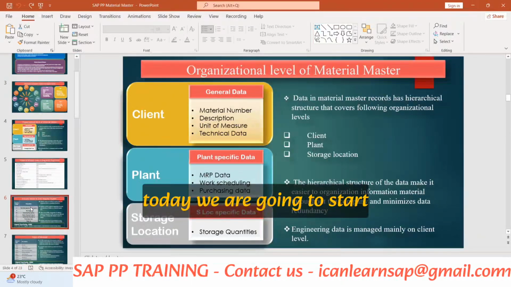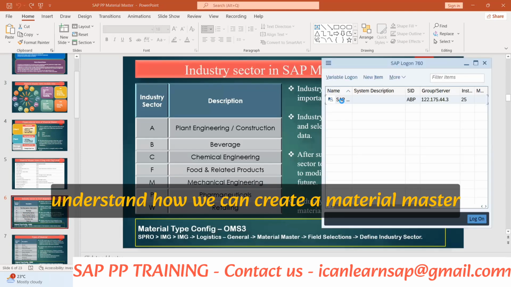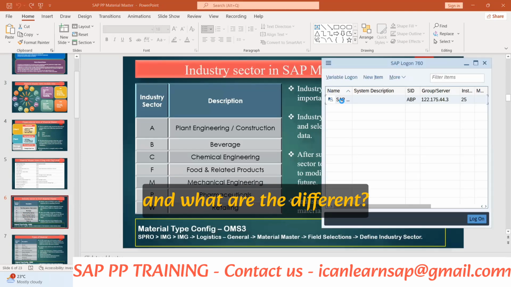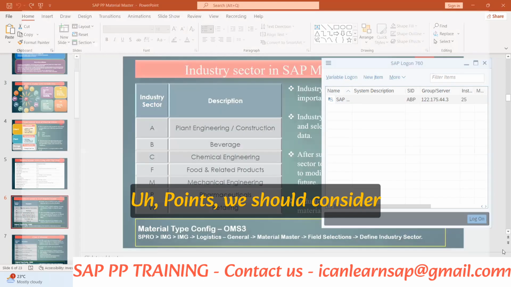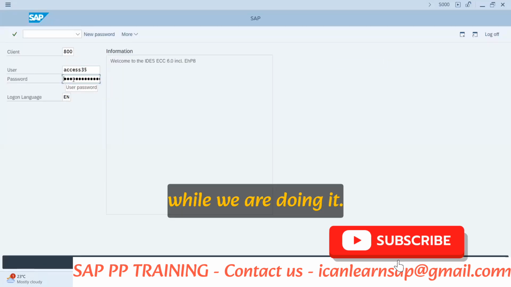We are going to start with creating material master. We'll understand how we can create a material master and what are the different points we should consider, and we should understand on the way while we are doing it.